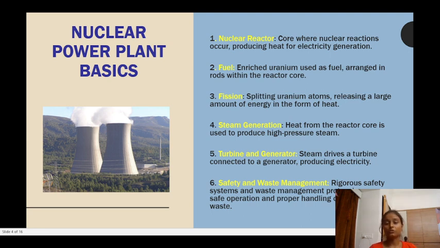Steam generation. So the heat from the reaction is used to generate steam, which drives the turbine and the generator. The safety and waste management. This is one of the most important parts of the nuclear plant because rigorous safety systems are important to ensure safe operations and proper handling of radioactive waste.